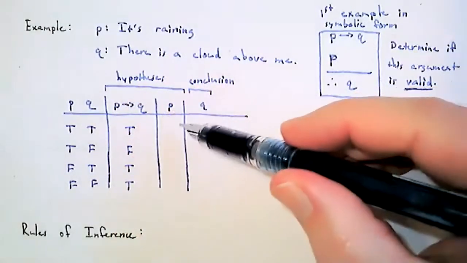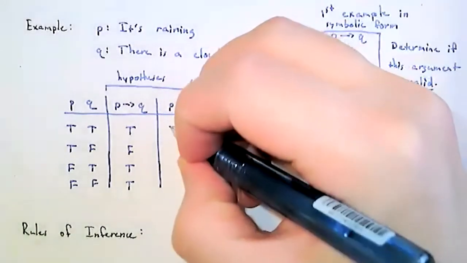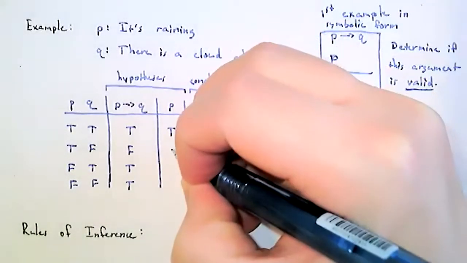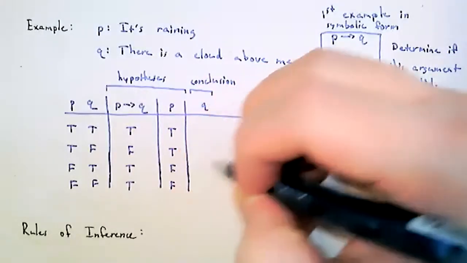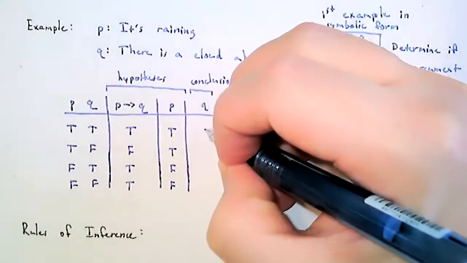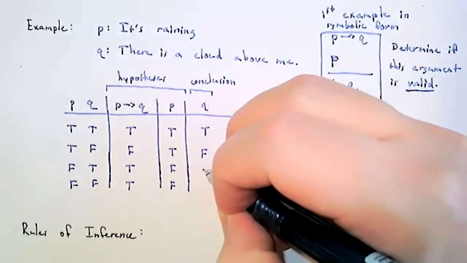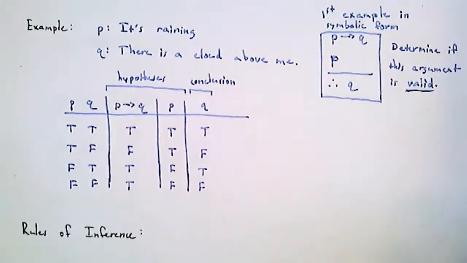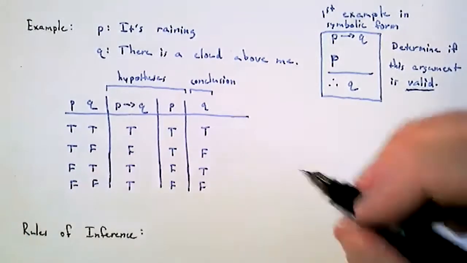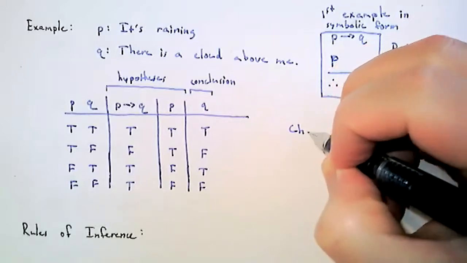And then for these two columns, I'm just going to fill in their truth values. This is a relatively simple argument, so I don't have to do any extra work for these columns. But if it was a more complicated argument, you might have to do a little bit more work here. So with this truth table, what I'm going to do now is check to see if the argument is valid.